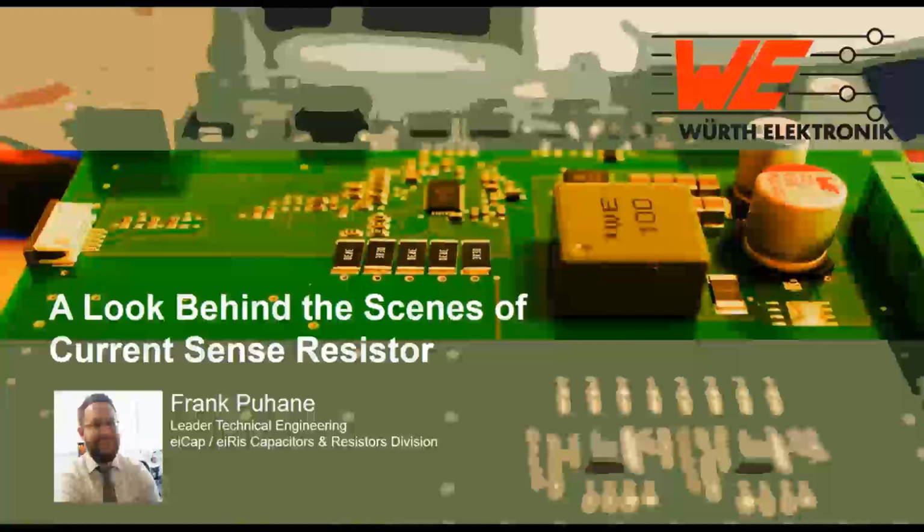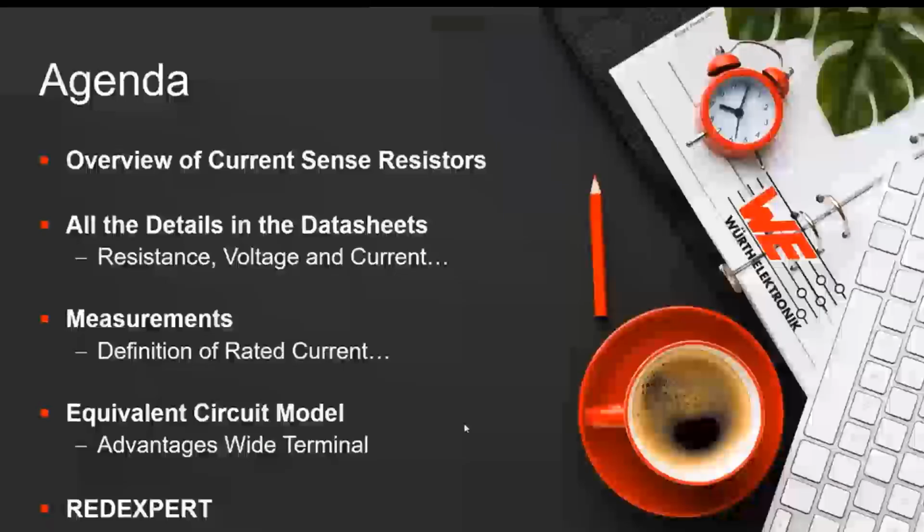more detailed insight. We will have a short overview about the current sense resistor itself, about the basics, and go further into all the details in the datasheet, like resistance, voltage, current, temperature coefficient, degrading curve, and so on. The measurements have a big impact on the provided data, so we will have a look how the data is obtained. Here we will have a close look at the definition, especially for the rated current.